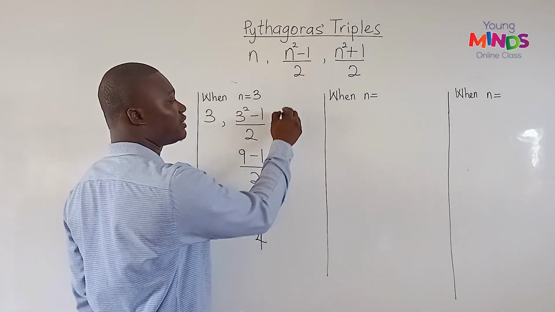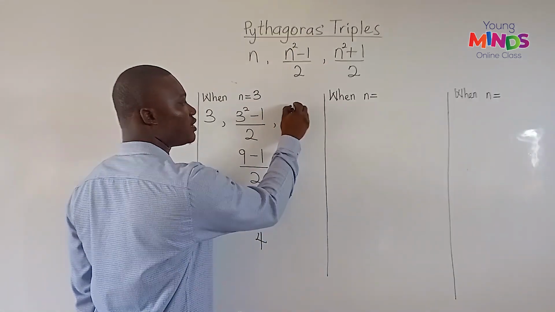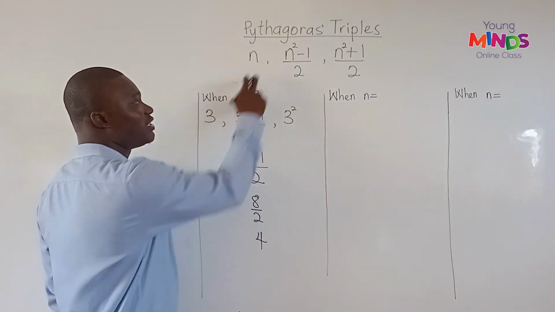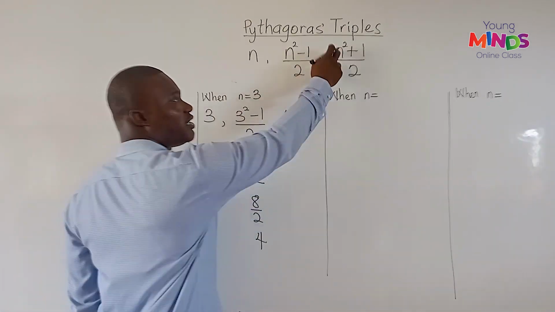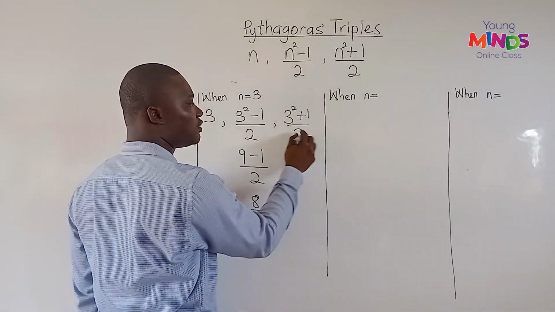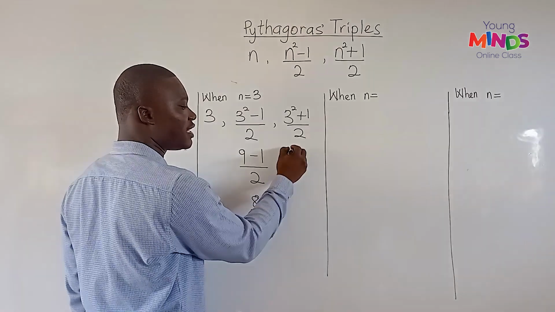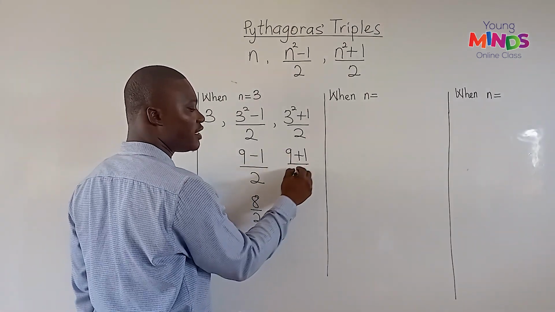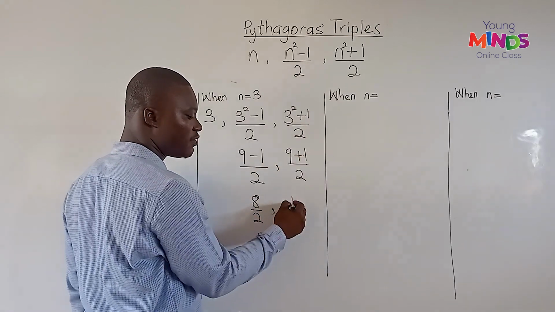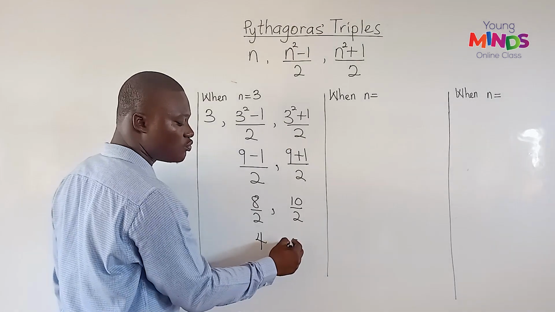The third term, which is (n^2 + 1) divided by 2, will become 3 squared. In all, we are using the first number, because if n is 3, then here n will also be 3, here n will also be 3. Plus 1 divided by 2. 3 squared is 3 times 3, and that will give us 9, plus 1 divided by 2. So 9 plus 1 will give us 10 divided by 2, and 10 divided by 2 will be 5.